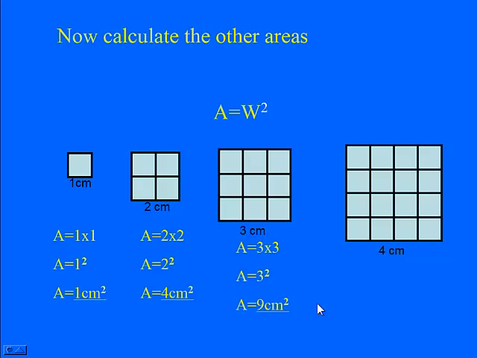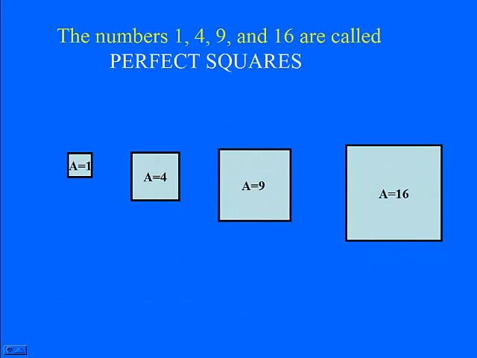Finally, our last square would accommodate 16 1 centimeter squares, and our formula would read A equals 4 times 4, or 4 squared, which is 16 square centimeters. The answers to these 4 questions of finding the area of these first 4 squares, 1, 4, 9, and 16, are called perfect square numbers.